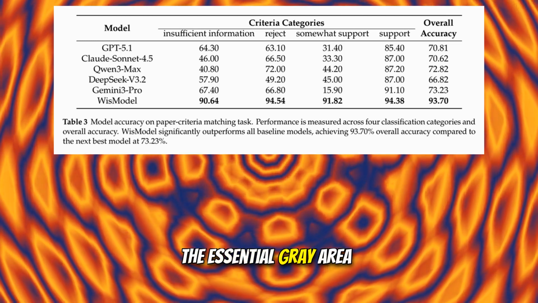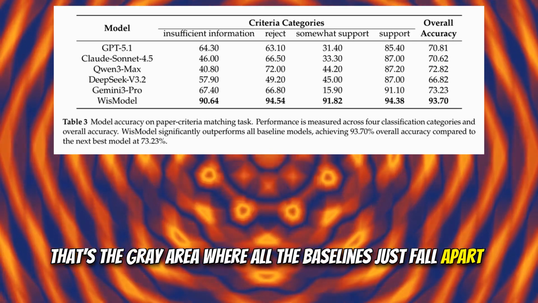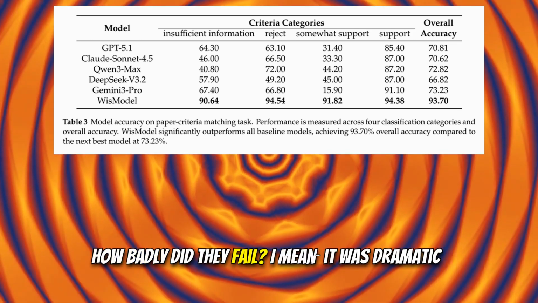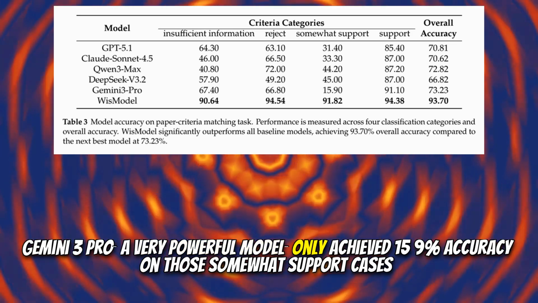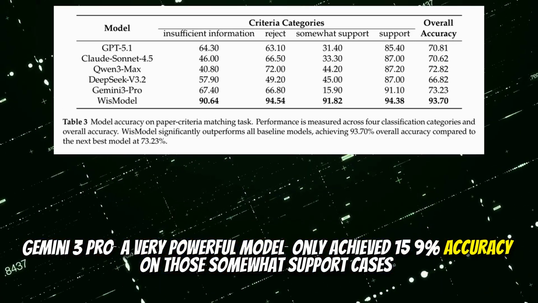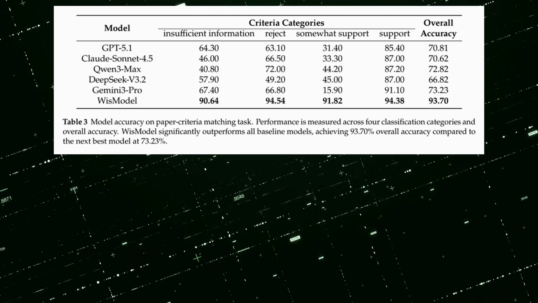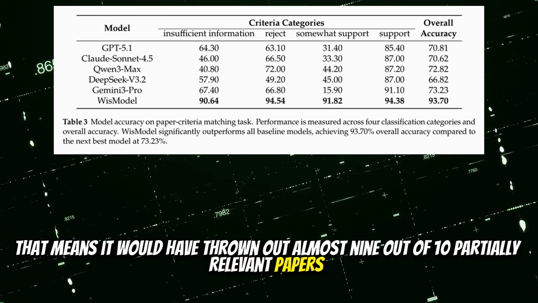The essential gray area. That's the one. That's the gray area where all the baselines just fall apart. This is where you see the limits of current LLMs. How badly did they fail? I mean, it was dramatic. Gemini 3 Pro, a very powerful model, only achieved 15.9% accuracy on those somewhat support cases. Wow. So it was basically guessing. That means it would have thrown out almost 9 out of 10 partially relevant papers.